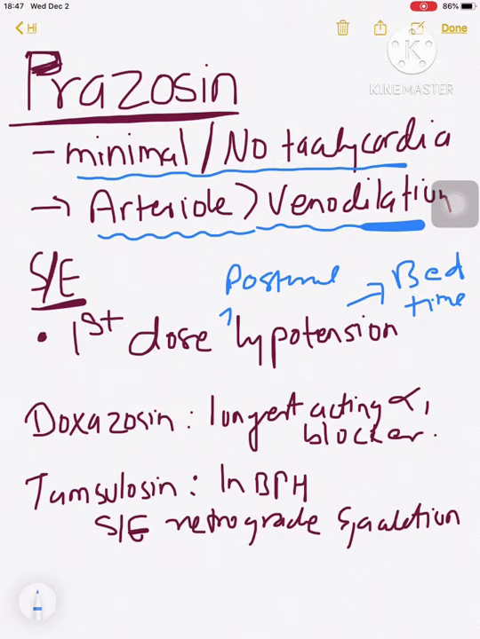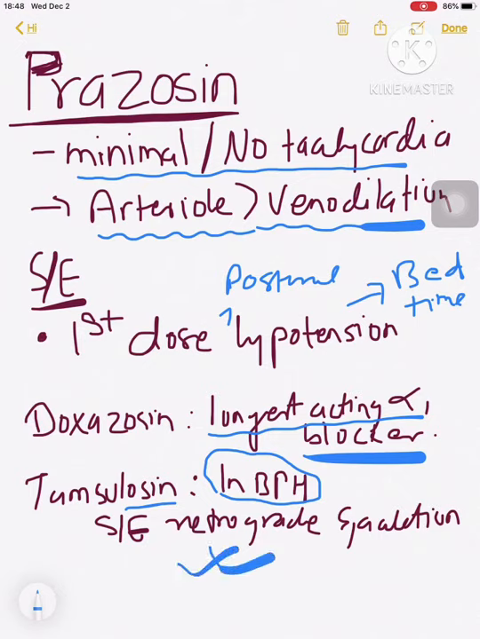Next is doxazosin. It is the longest acting alpha 1 blocker. Now, tamsulosin is used in benign prostatic hyperplasia. It is an alpha 1 antagonist, mainly an alpha 1A antagonist. It dilates the prostatic part of the urethra, making it easier for persons, mainly elderly males, to urinate. The major side effect is that it can cause retrograde ejaculation.